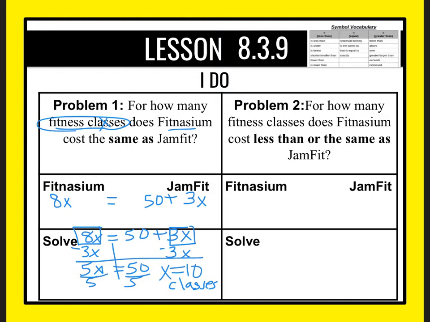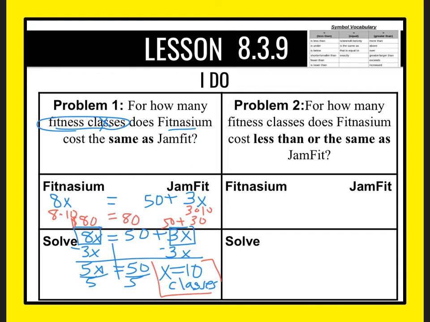Well, what have I always told you? Go back and check. So let me go ahead and substitute. This says 8 times 10 classes is $80. Okay, let's see if that's going to be true for JamFit. 50 plus 3 times 10 classes, well, that's 30 plus 50. That also equals $80. So therefore, my solution of 10 is true. At 10 classes, it doesn't matter if you go to Fitnasium or you go to JamFit. Your cost will be the same.